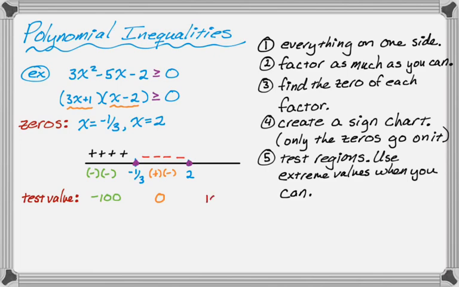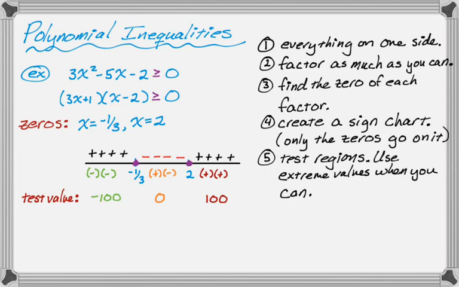And we've got to test one more region. So I'm going to test positive 100, but again, in my head, I usually test a billion or a trillion. So let's erase these. We're going to take 100 and plug it into 3x plus 1, definitely a positive. Take 100 and plug it into x minus 2, definitely a positive. And a positive times a positive, we know is a positive. So we're basically done at this point.